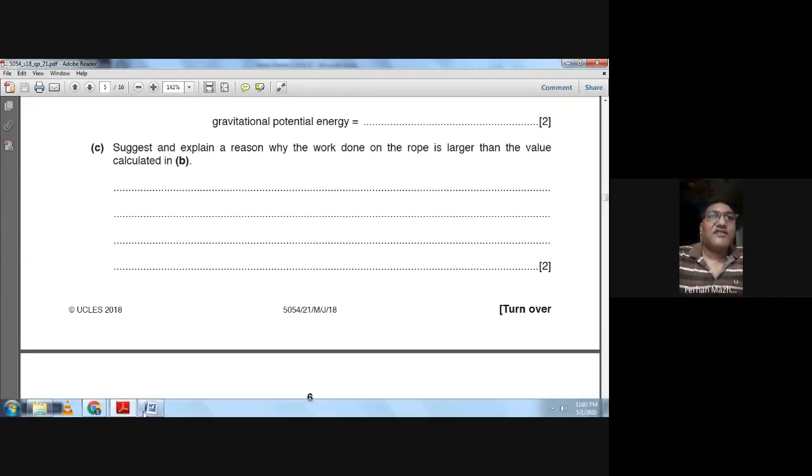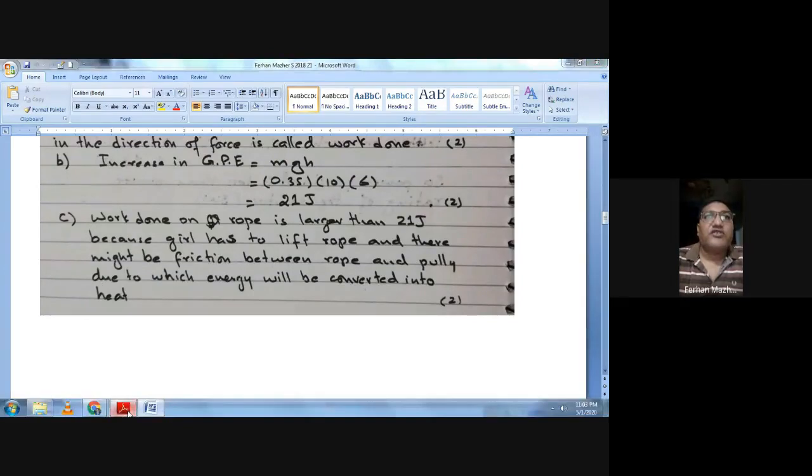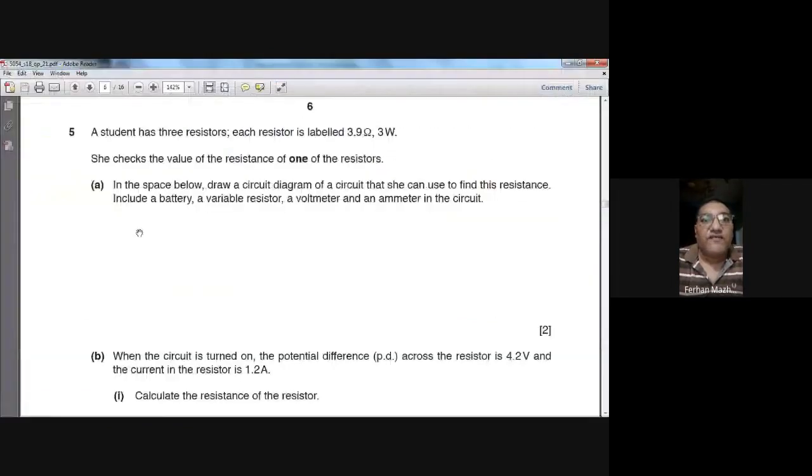I have written this answer also. Work done on rope is larger than 21 joules because girl has to lift rope and there might be friction between rope and pulley, due to which energy will be converted into heat. It's a 2-mark question, very simple and straightforward question. This was question number 4. I hope you have understood it. Now we are moving to question number 5.